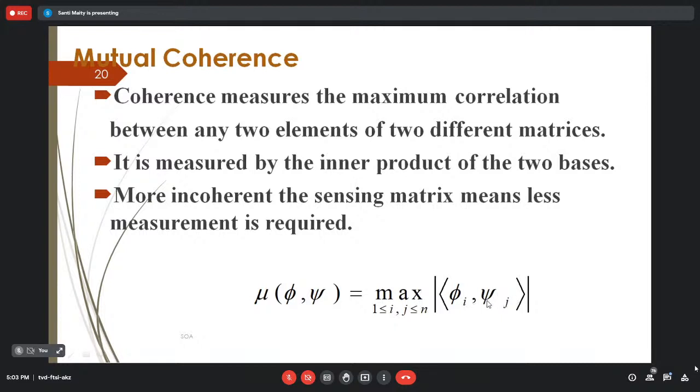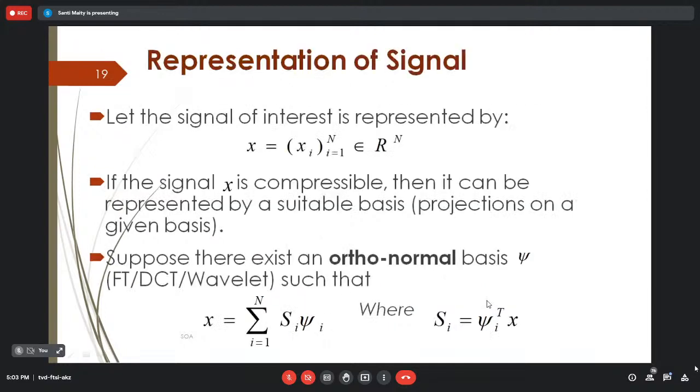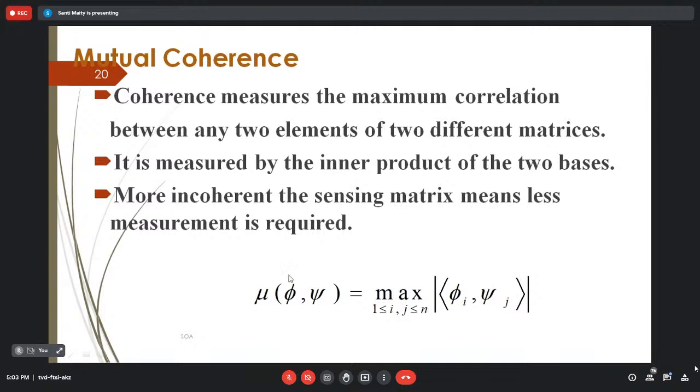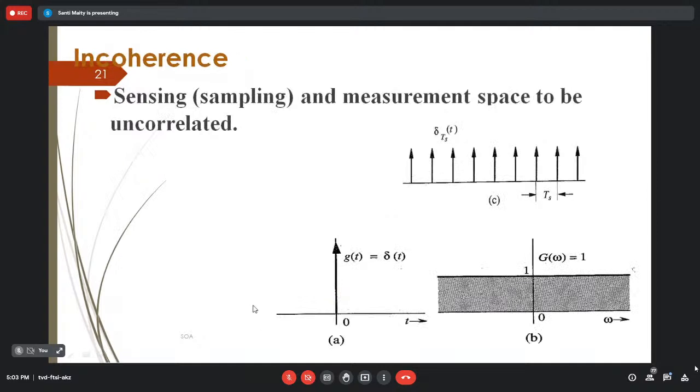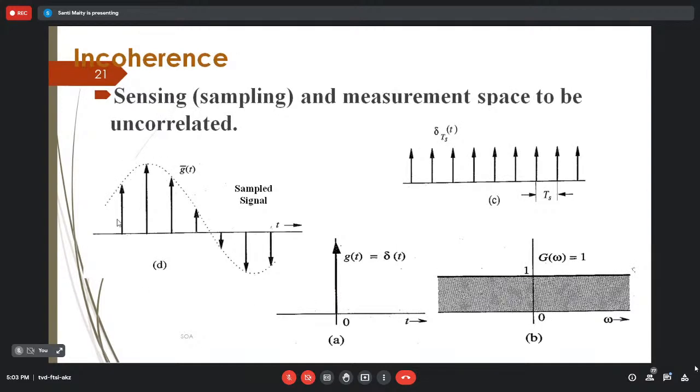The first requirement of CS is sparsity. The second requirement is what? They should have minimum correlation. How do we calculate it? Between any two elements, the maximum correlation, measured by the inner product of the two bases. The more incoherent the sensing matrix, the fewer measurements are required, right? That's an important point: your time-varying continuous signal is multiplied with the discrete sequence. Now my requirement is incoherence.